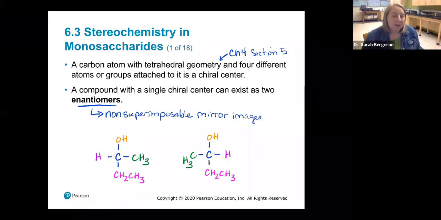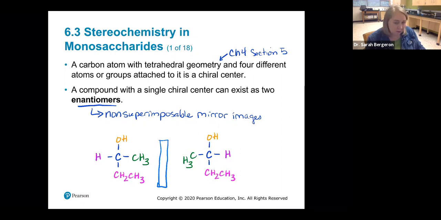So remember that when you have something that has a chiral center, that chiral center can exist in 2 different forms, and we call those 2 different forms enantiomers. And remember that we said enantiomers are non-superimposable mirror images. So I've drawn a molecule here, and you can pretend like there is a mirror right between the 2. And so there are 4 different things around that carbon.